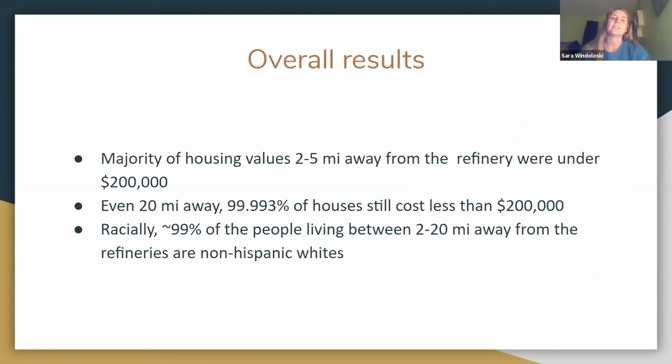And so just to summarize some overall results, the majority of houses 2 to 5 miles away, even to 20 miles, which is our highest buffer, were under $200,000. And there were very, very few instances of houses that were over $200,000. So even 20 miles away, 99% of the houses still cost less than $200,000. And then racially, approximately 99% steadily, 2 to 20 miles away from the point source oil refinery, were non-Hispanic whites rather than minorities.